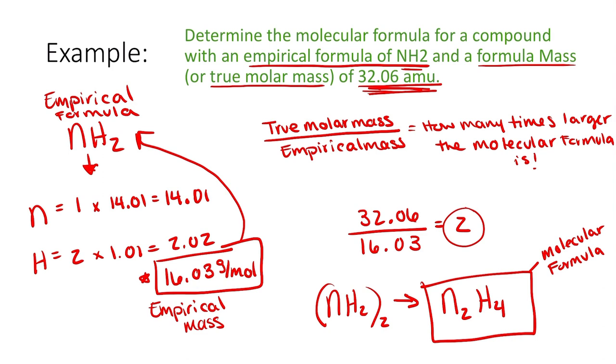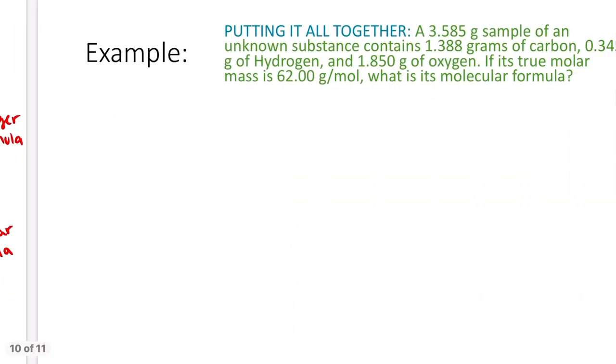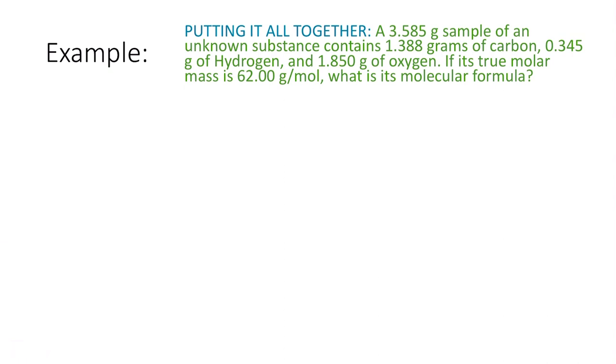So let's go ahead and put all of the steps that we've learned for calculating the empirical formula and the molecular formula together. So we're going to put it all together in one big last problem. All right. So in this problem, it says a 3.585 gram sample of an unknown substance contains 1.388 grams of carbon. So there's my first bit of information. 0.345 grams of hydrogen and 1.850 grams of oxygen. If its true molar mass is 62.00 grams per mole, what is the molecular formula?